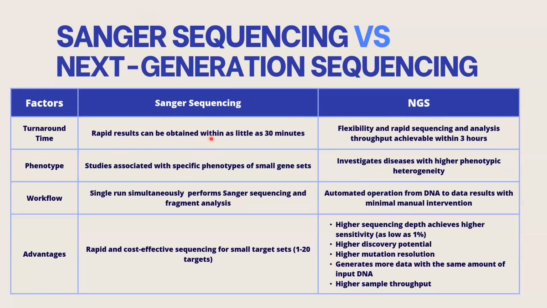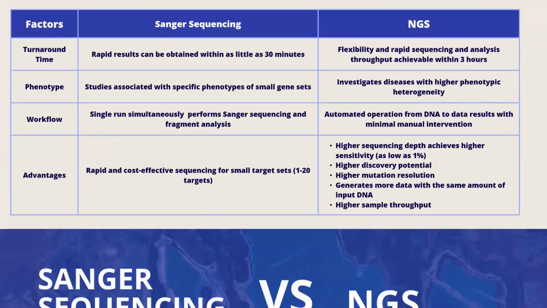For turnaround time, Sanger sequencing is obviously more rapid, as little as 30 minutes for, for example, a small fragment from 250 to 300 bases, while NGS is 3 hours. But 3 hours is actually lying to you, because 3 hours is how much the platform takes to sequence, while the wet work takes a day and a half before actually putting it on the sequencing platform.